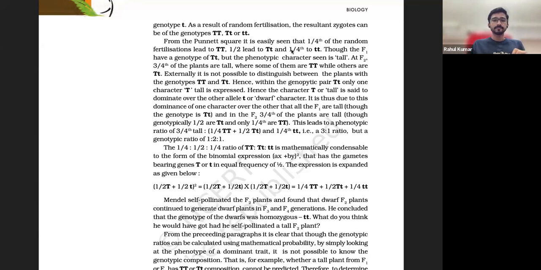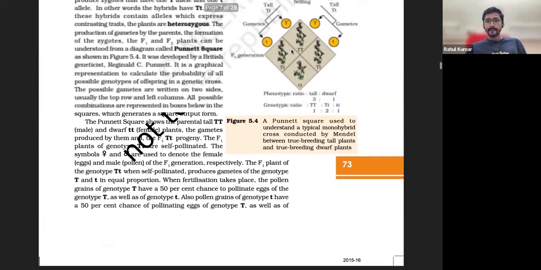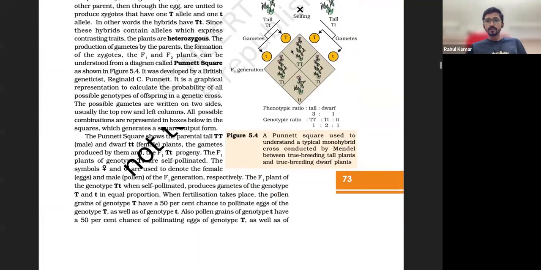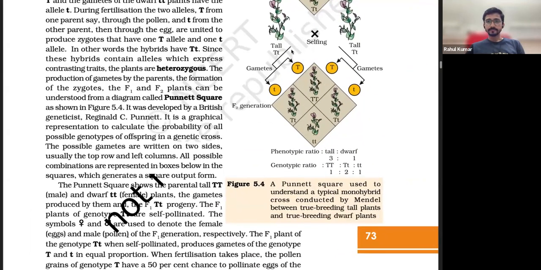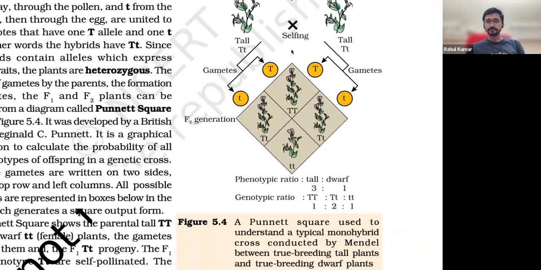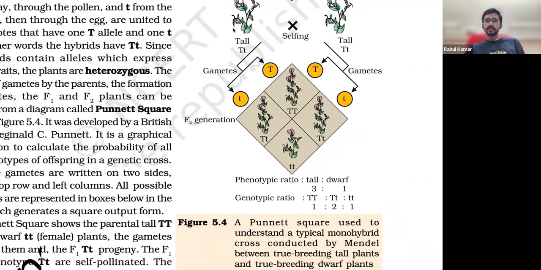Did you do that? Yes, sir. Does your Punnett square look something like this? Yes, sir. A tall heterozygote here, selfing with another tall heterozygote. So now, because both are heterozygotes, both can make two kinds of gametes. One gamete that carries the capital T allele and the other gamete that carries the small t allele. Make sense?